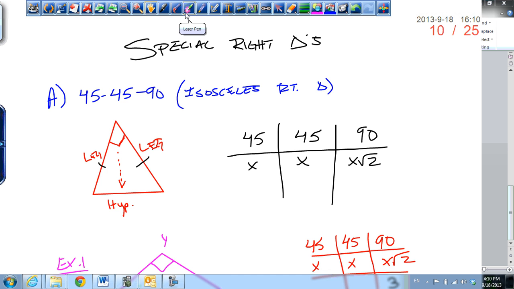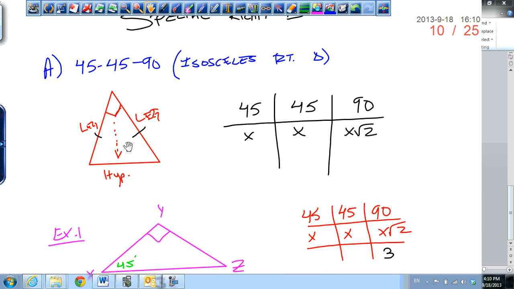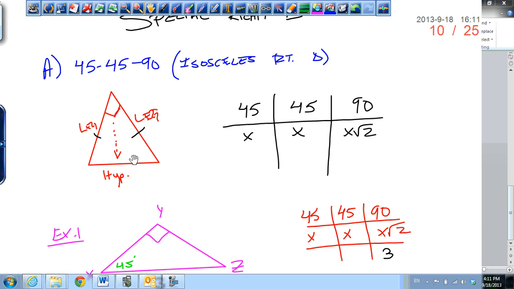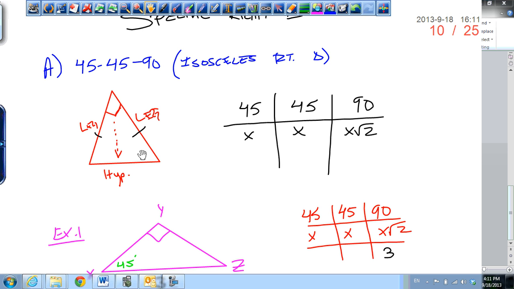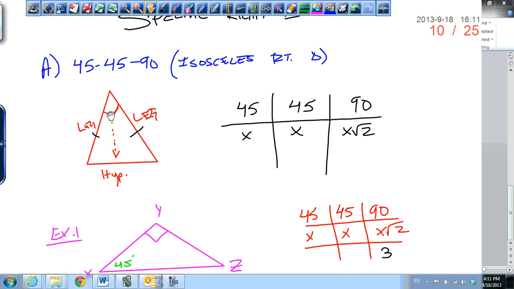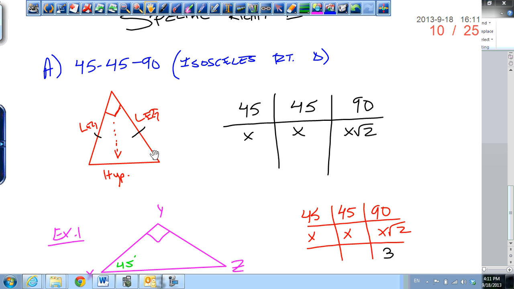The first one is a 45, 45, 90. As you can see by my terrible drawing right here, it should probably look more like this. But anyway, it's a right angle, and we got isosceles. Isosceles means two of the same sides are congruent, which means that I have an angle here and an angle here that are congruent as well. Since it's a triangle, if this is 90 degrees, then these two have to add up to 90, so therefore they are 45 and 45. That's how we kind of deal with this.